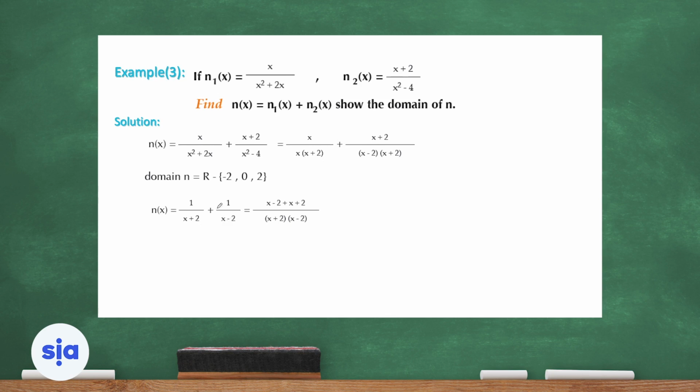I will multiply x minus 2, which is the second denominator, in the first fraction, up and down, and I will multiply the x plus 2, which is the first denominator, in the second fraction, up and down. So it will be x minus 2 plus x plus 2 all over this one in here. If it can be simplified more, it will be 2x over x plus 2 times x minus 2.